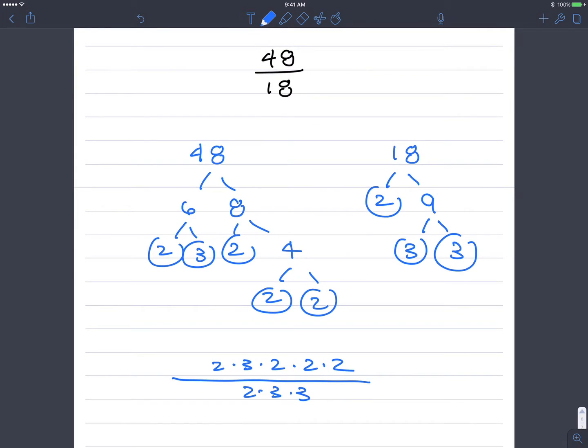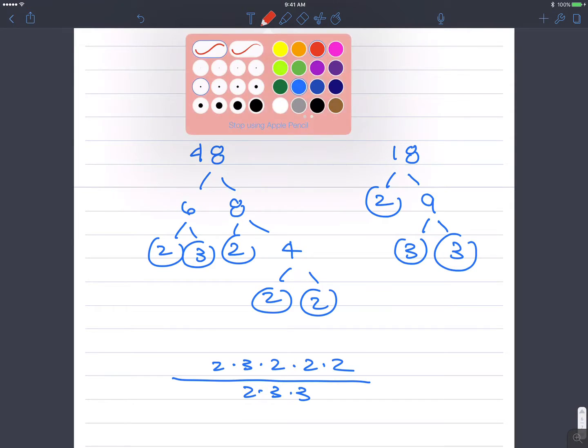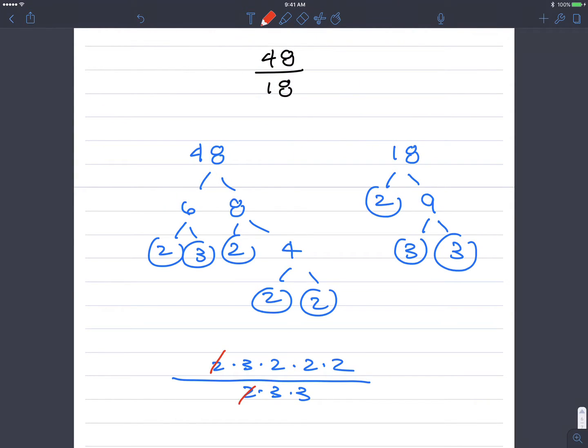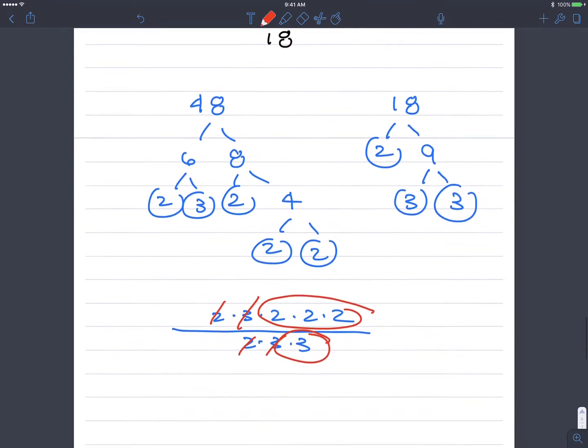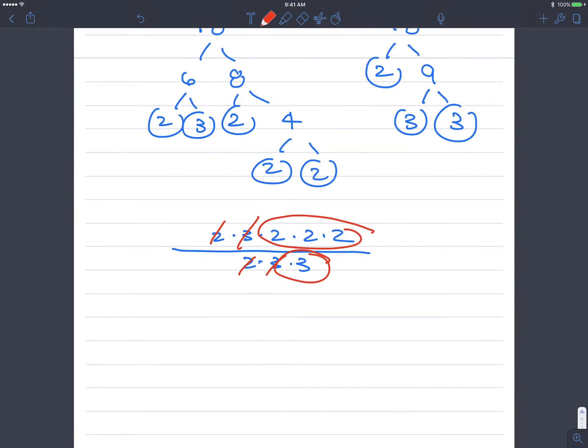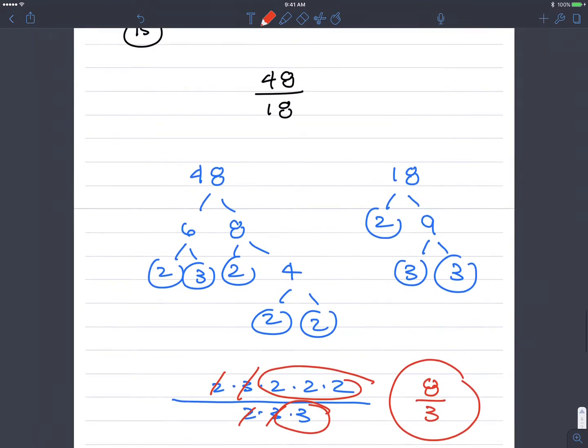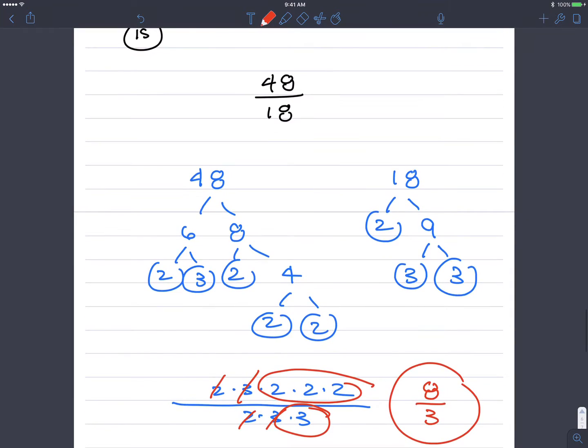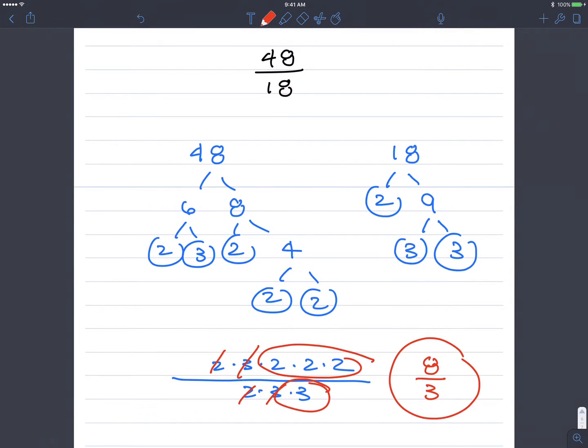Okay? Let's actually cancel now. A 2 on top, and there's a 2 on the bottom. A 3 on top, and a 3 on the bottom. Notice that we can't cancel any of the 2's on top, because there's no 2's on the bottom, and there's no 3's on top. So in other words, the pairs that we're canceling top and bottom, we're done. Again, 2 times 2 times 2, we find is 8, and there's a 3 on the bottom. So the fraction 48/18 does reduce to, in fact, 8/3.